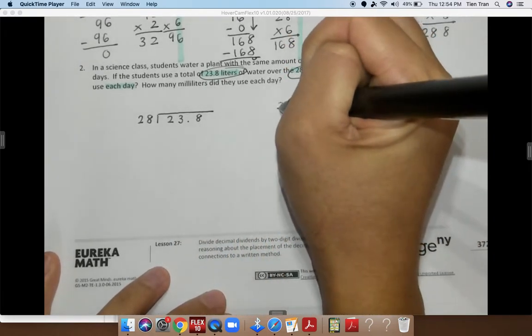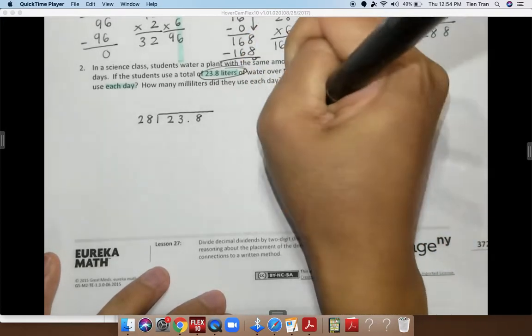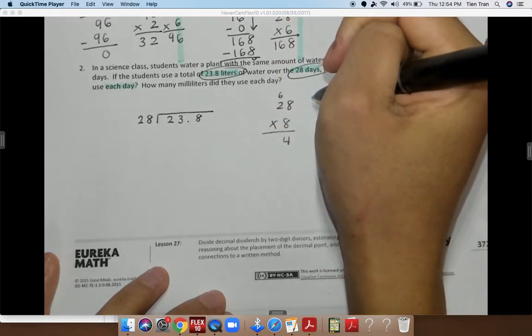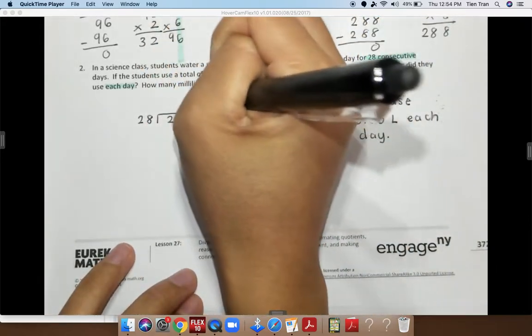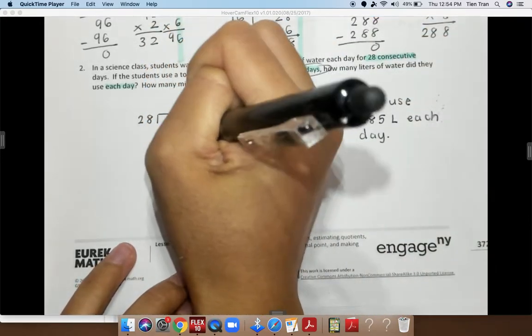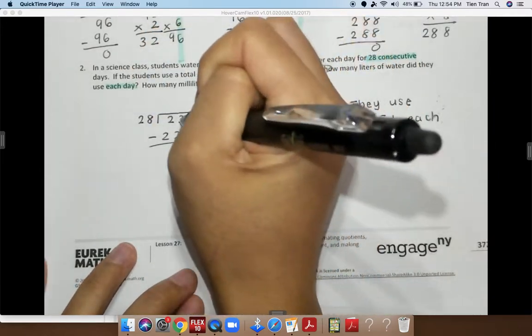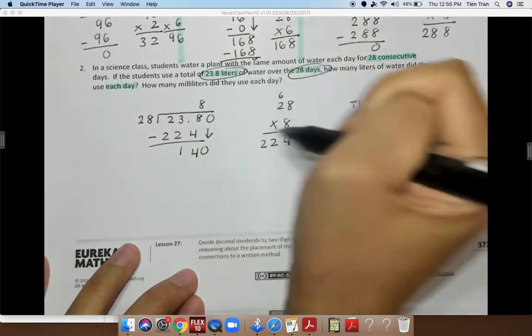So I'm going to try 28 times, maybe 8. 8 times 8 is 64. 8 times 2 is 16. 16 plus 6 is 22. 224. Subtract. 8 minus 4 is 4. 3 minus 2 is 1. I'm going to add a 0 because I'm getting a remainder.